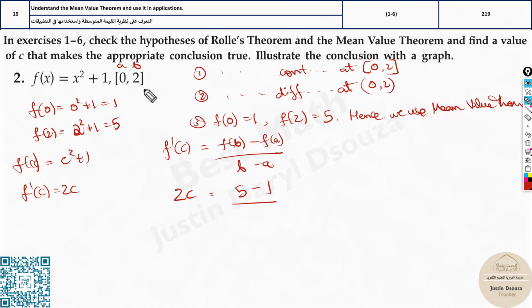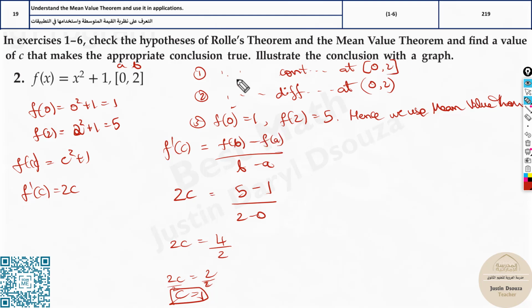divided by, what is the b value? It's 2 minus 0. Let's solve it up. 2c is equal to 4 by 2, which is 2. c is equal to, divide both sides by 2, and here we get 1. So the c value is 1. That is the answer. Now these two statements are very important, and the third statement determines which theorem to use, whether it's Rolle's theorem or the mean value theorem.